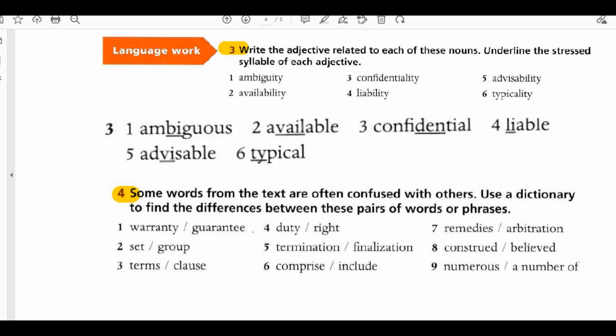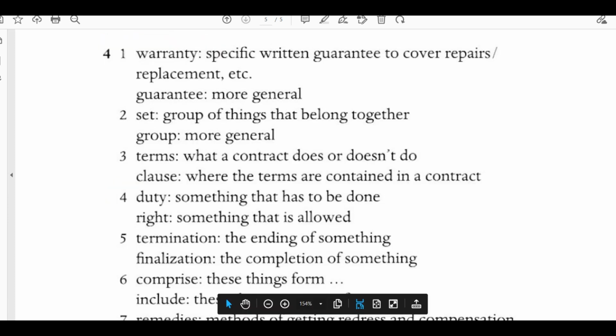And the next, some words from the text are often confused with others. Let's go. Warranty and guarantee. Here are the answers. Warranty, that's a specific written guarantee to cover repairs, replacement, and many others, but guarantee is more general. Second, set and group. Set, that's a group of things that belong together. Group, more general.